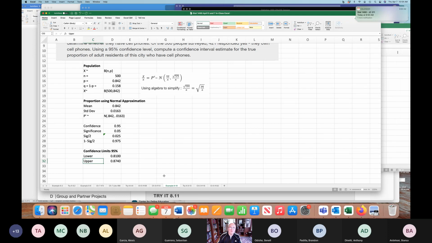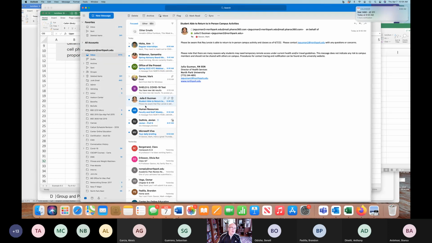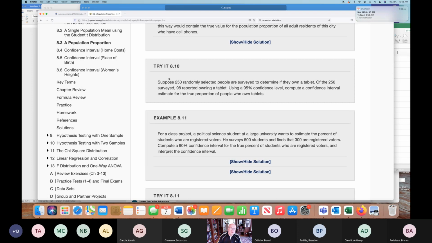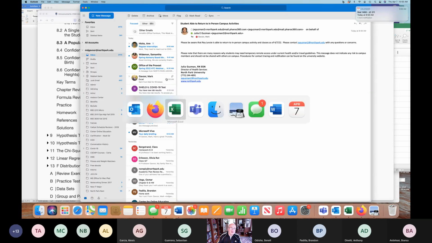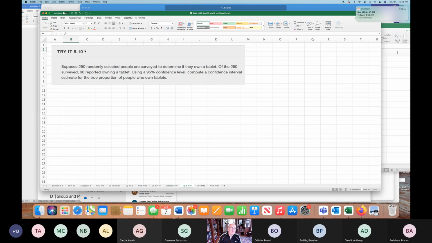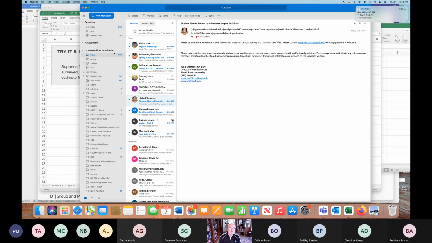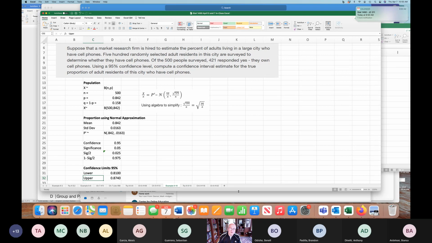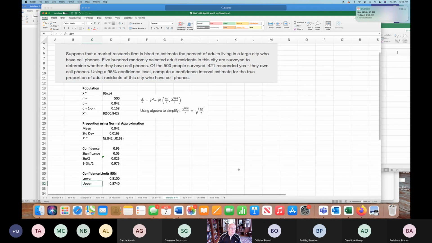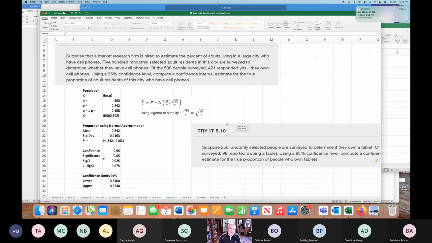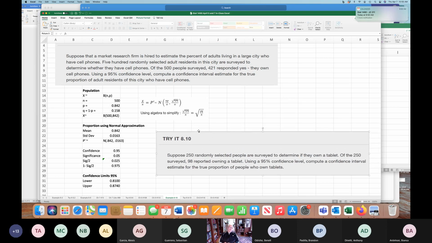I'll leave that here, and I should probably put the book problem. That's not it. There's this. Here's what I'll do. Let me leave this open so you can see how we did this one, and let me paste this one here so that you can see it all on one screen. Try it on your own Excel.